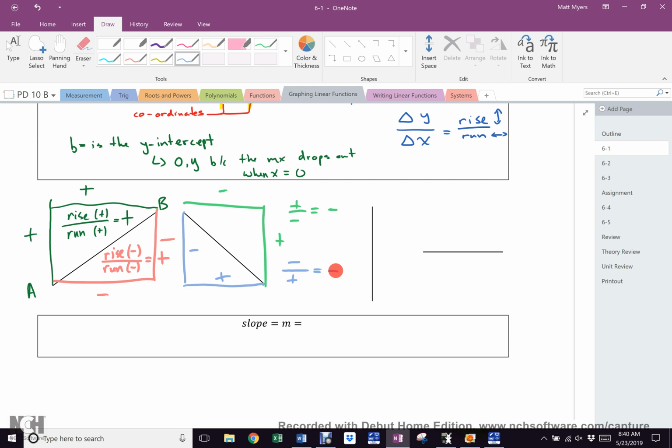Okay. What's weird about the other two? There is only one. This only has a rise, yes? So it would be a rise, which is positive or negative, right, kid? Divided by what run? 0. Can you divide by 0? No. That is infinity. It is an undefined number.